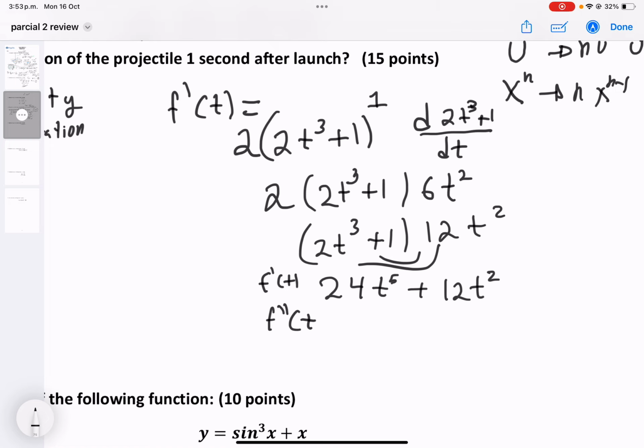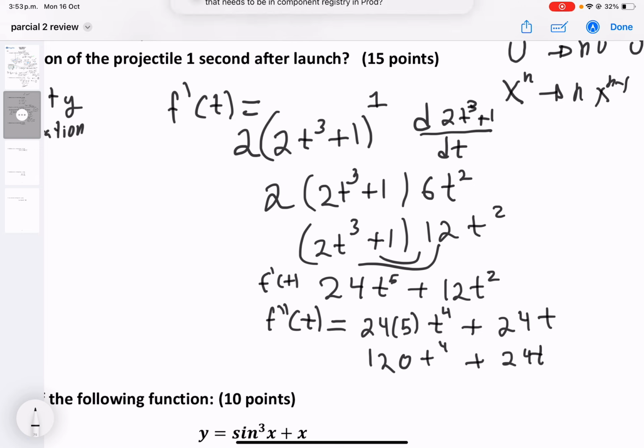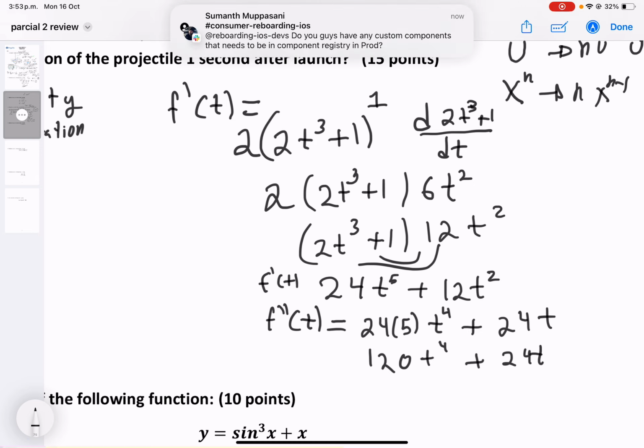So I will derive again. But this one is easier. For this one I don't need chain rule. I can just do 24 times 5 times t to the 4th plus 24t. You see? Now 24 times 5, that is 120. So this is 120 t to the 4 plus 24t. That is the second derivative.